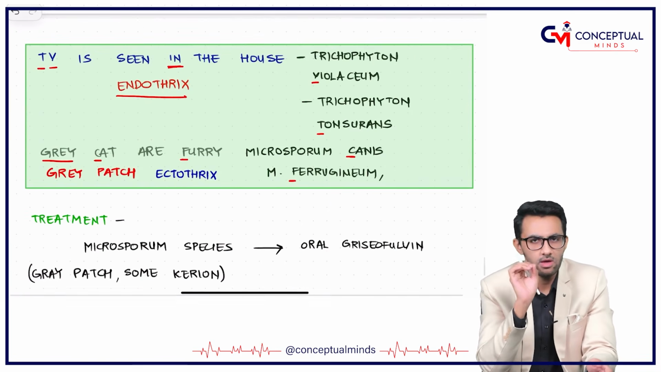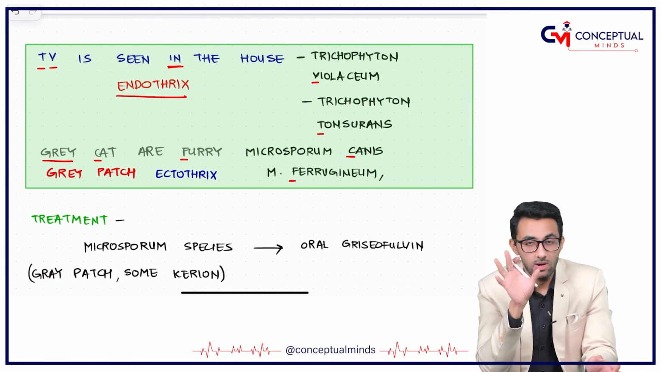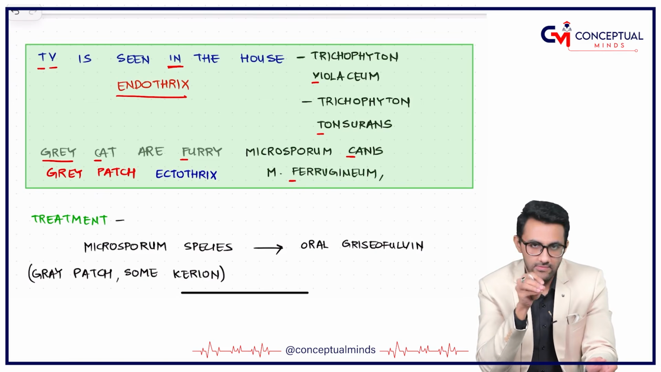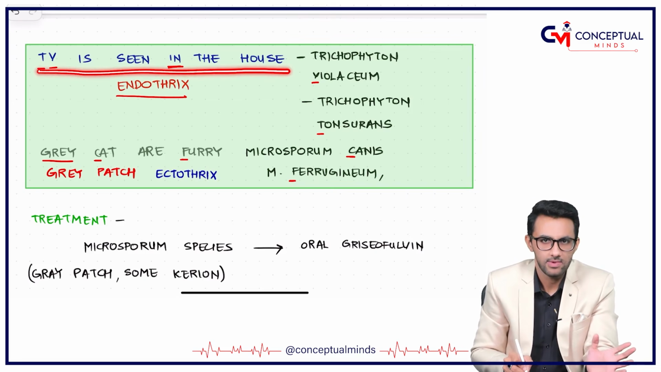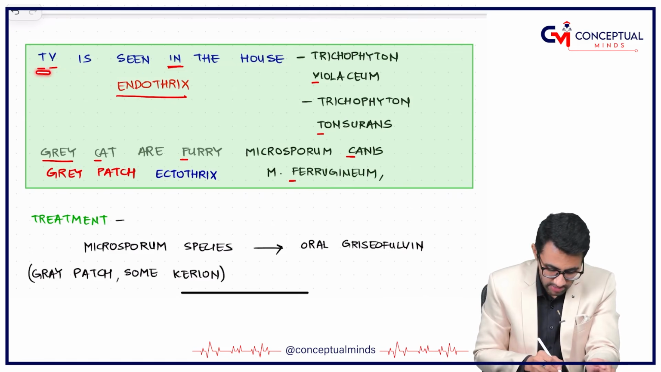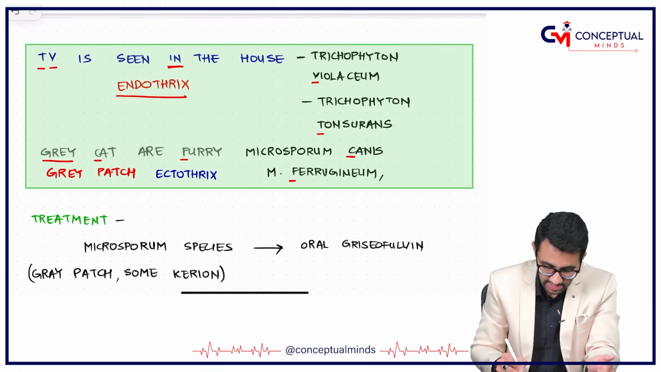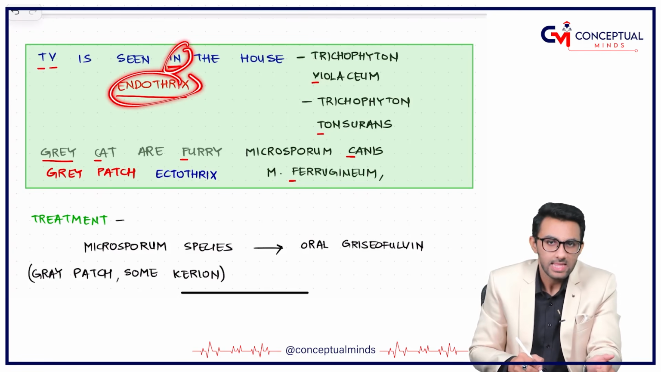It was this. In this whole chapter, we know the ectothrix, endothrix, everything, but what is more important is to know the causative organisms. For that we gave a mnemonic. What was it? TV is seen in the house. Obviously, we cannot see TV on the roadside, right? TV is seen in the house. So TV was Trichophyton Violaceum and Tonsurans, which means endothrix, in the house. TV, TV. All right, you got it.